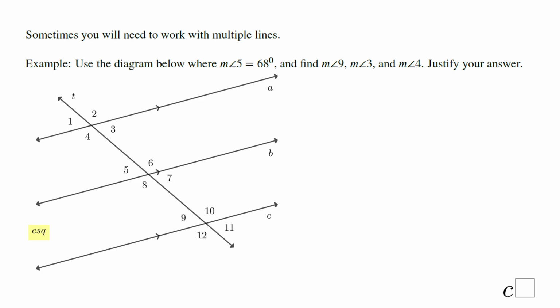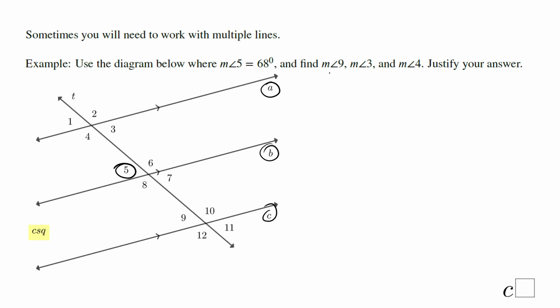Sometimes you will need to work with multiple lines, like in this case we have lines A, B, and C. You notice the picture helps us. These three lines are parallel lines. We see the arrows, right? That should tell us these lines are parallel. We need to use this diagram where the measure of angle 5 is 68, and we need to find these three angles.